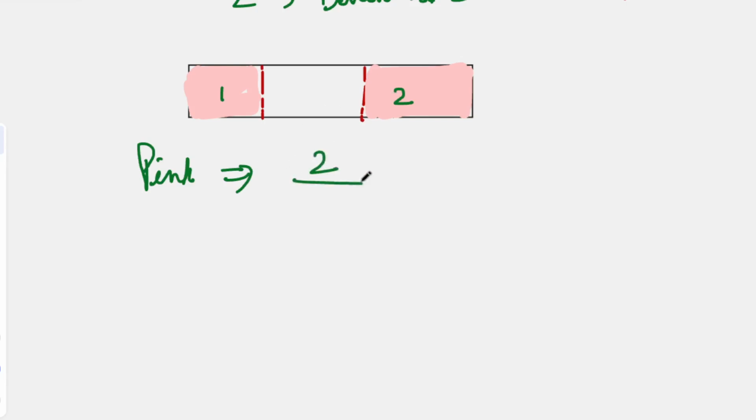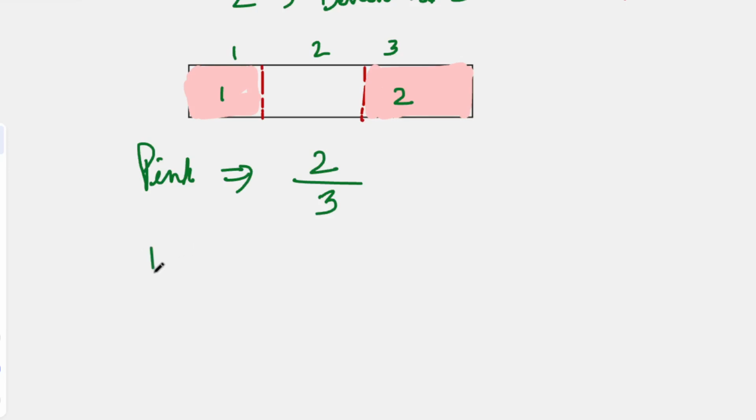So the numerator will be 2. And how many total parts are there? 1, 2 and 3, right? Let me write it here. 1, 2, 3. Total parts are 3. So 2 upon 3 is the fraction which represents the pink part of the whole.